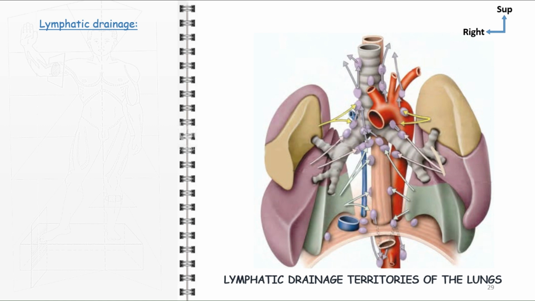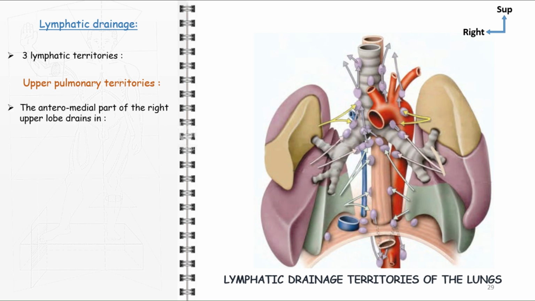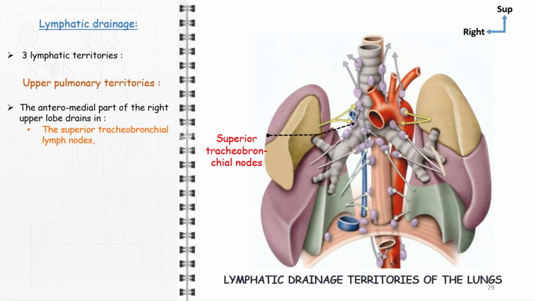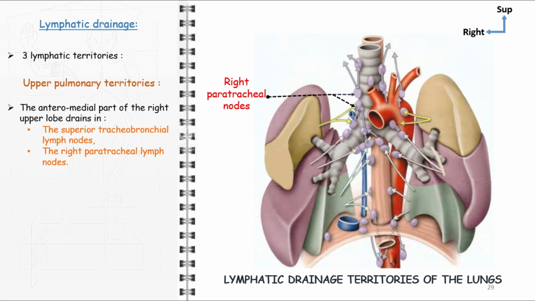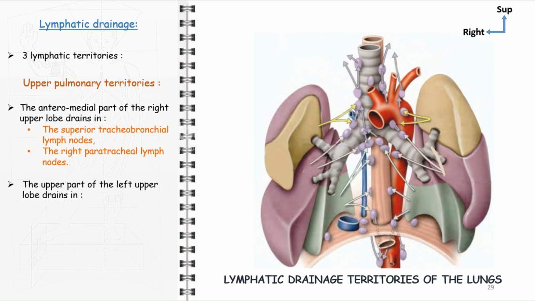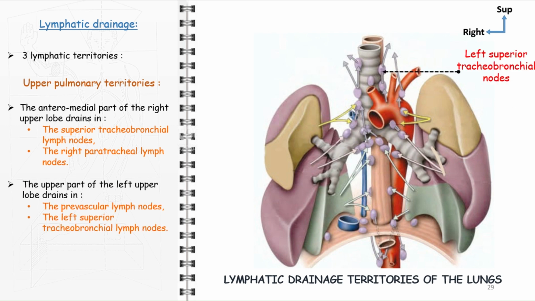Along their course, pulmonary nodes, located along the segmental bronchi, and bronchopulmonary nodes located in the hilum interpose. Each lung has 3 lymphatic territories. Upper pulmonary territories, where the anteromedial part of the right upper lobe drains into the superior tracheobronchial and right paratracheal nodes, and the upper part of the left upper lobe drains into the prevascular and superior tracheobronchial nodes on the left.